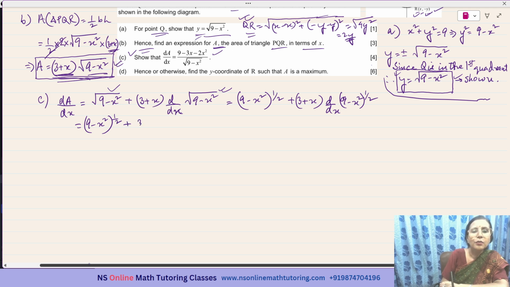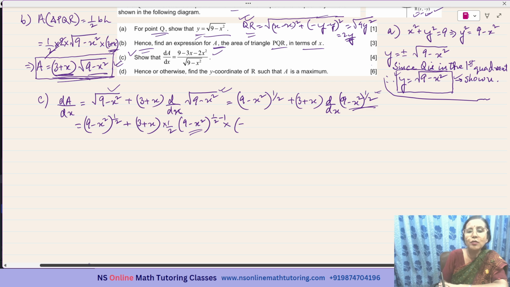plus 3 plus x. Now coming to the derivative of this part. First of all, I have to bring down this power. So it is half. Then the power gets reduced by 1, therefore it is 9 minus x square raised to the power of half minus 1. And finally, we have to differentiate this part, 9 minus x square. So 9 is a constant, its derivative will be equal to 0. And what is the derivative of negative x square? Negative, I am writing the negative sign, and the derivative of x square with respect to x is 2x. Okay. So we are having this part, and I can cancel these two 2's.